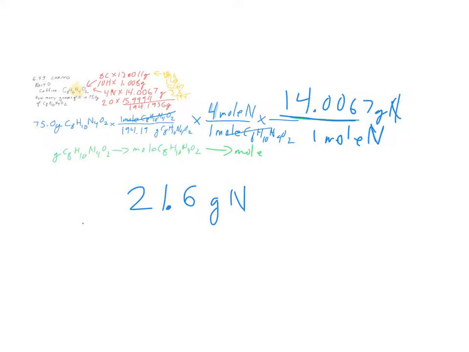I want to double check that. That seems awfully high as a percentage. Actually, no, it doesn't. That seems about right, but I'm going to run it through my calculator one more time. 75 divided by 194.19 times 4 times 14. Yep, that's it.